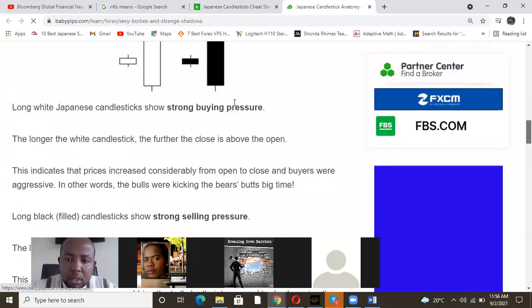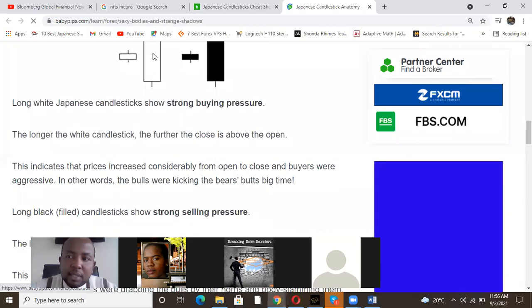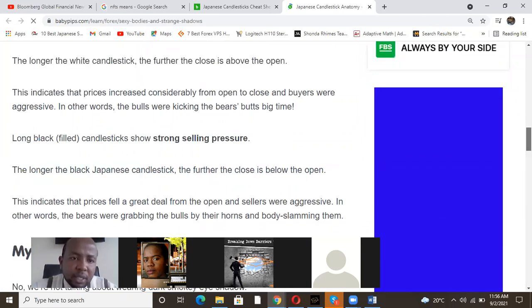So we have short bodies. Short bodies are like these ones. These ones are small. This means short bodies imply very little buying or selling activity. Bulls mean buyers, bears mean sellers. So a long white candle means strong buying pressure. When you see the candle is long, whether it's going up or down, there's strong buying or selling pressure. This indicates prices increased considerably from the open to close and buyers were aggressive. In other words, the bulls were kicking the bears' butts big time.